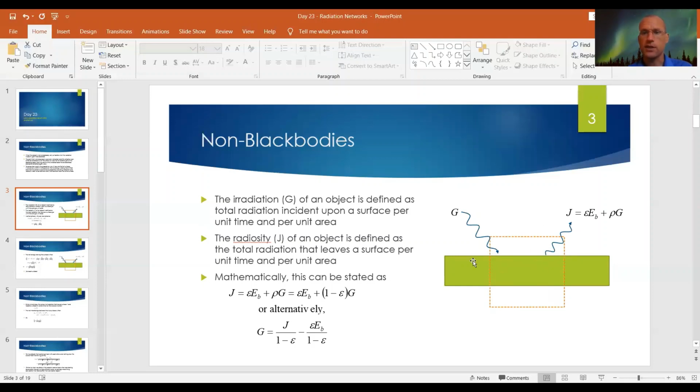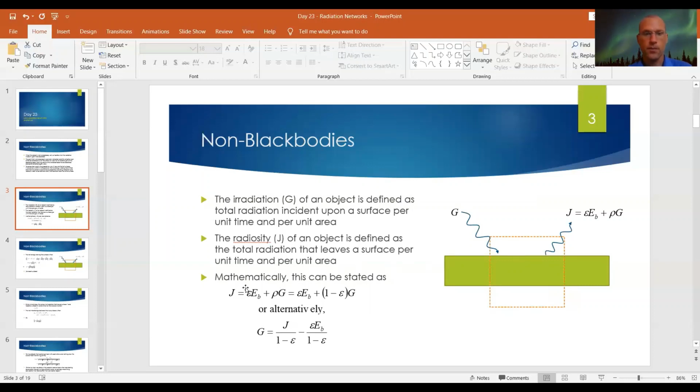It can come from the object itself. The object itself is at some temperature, and that temperature causes some thermal radiation, sigma T to the 4th. So there's some epsilon times E_B, where E_B, remember, is just sigma T to the 4th. That's the energy coming off the surface due to the surface itself being at some temperature. Then there's also part of this radiosity that gets reflected from the irradiation. Some of this G gets absorbed, and some of it gets reflected. The part that gets reflected, rho G, is part of the radiosity, because radiosity is the total energy coming off the surface.